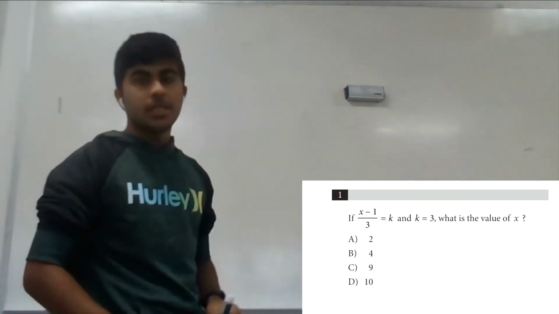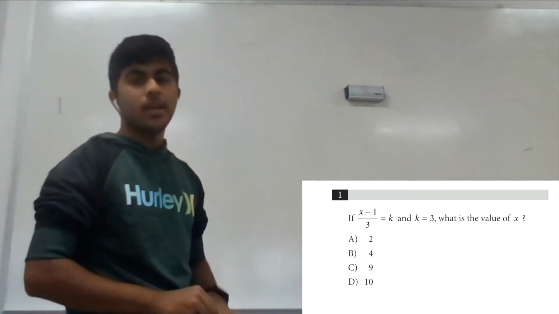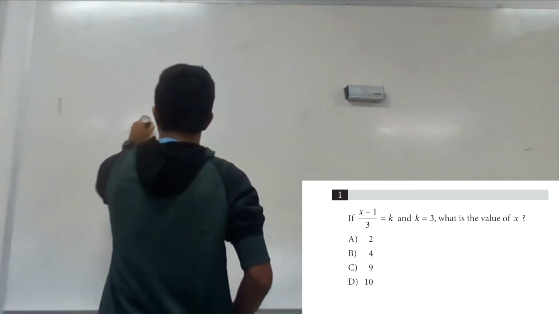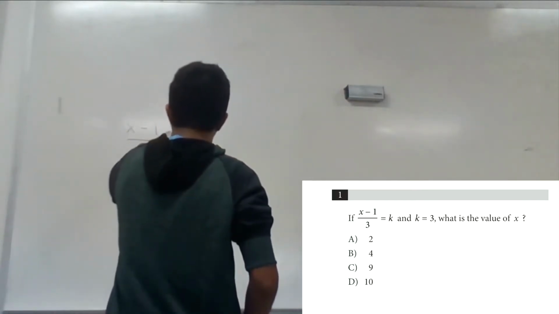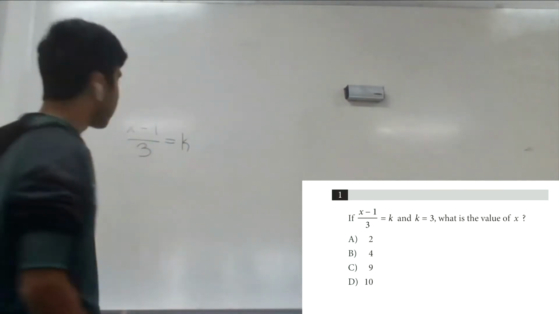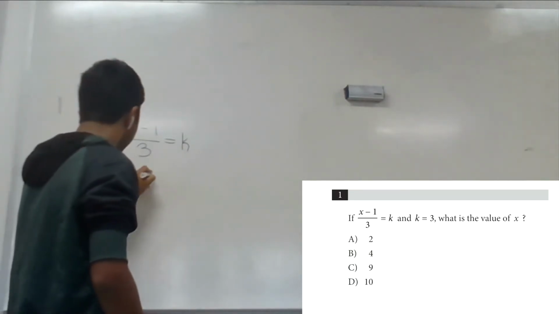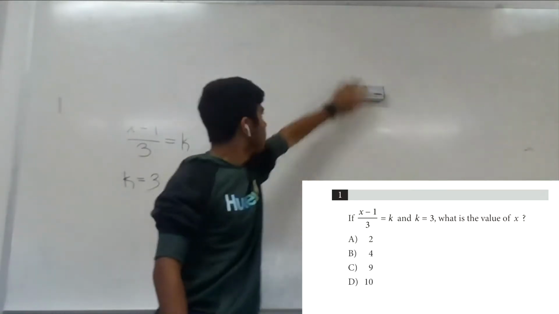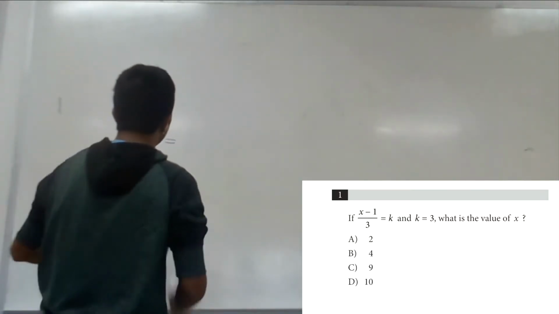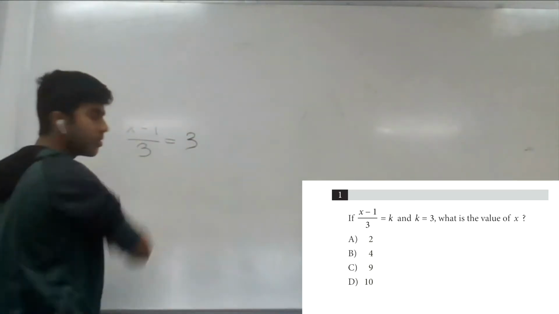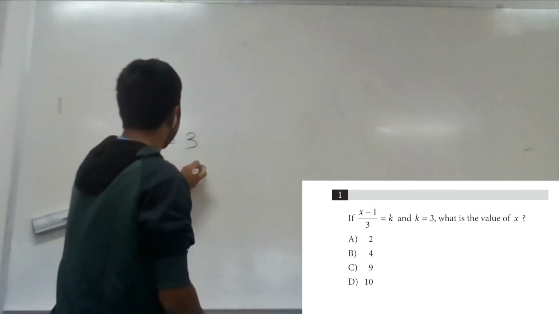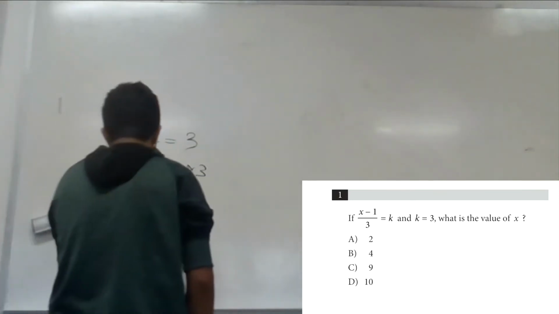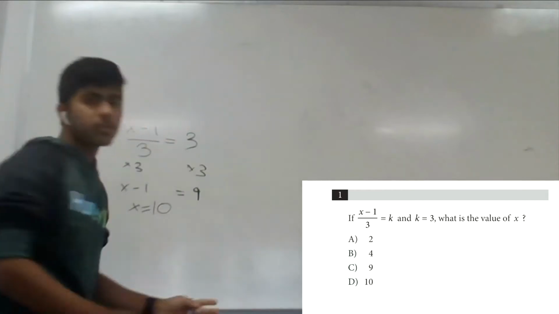What do we see? We see if x minus 1 over 3 equals k, and k equals 3, what is the value of x? So if x minus 1 over 3 is k, this is the first statement, and the second statement is just that k equals 3. It's a pretty simple problem. You have k equals 3 here, so you can just plug this in directly. You get 3, multiplied by 3 on both sides, you get that x minus 1 equals 9. You add the 1 to both sides, and x is 10. So x equals 10 is our answer here.